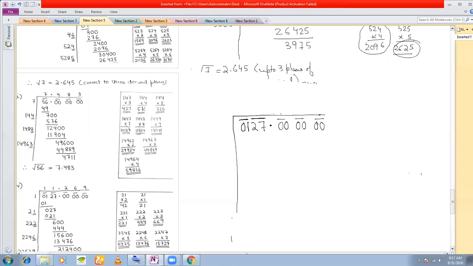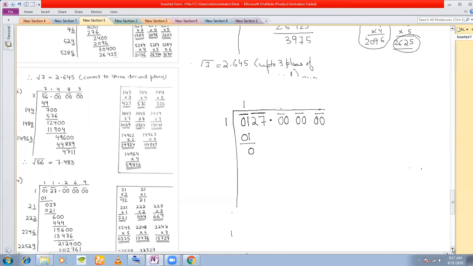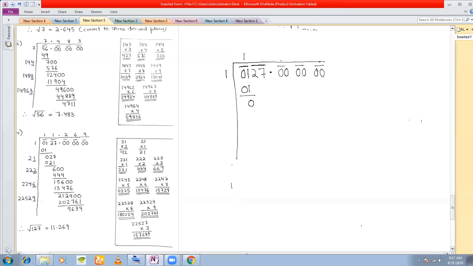Now first we consider the first pair, 1. The closest perfect square to 1 is 1 itself. So we take 1 into 1 is equal to 1, and we get a 0 as our remainder. Okay, next what we are going to do here is, first of all, we are going to bring down this 27, this pair, and we are going to double this.